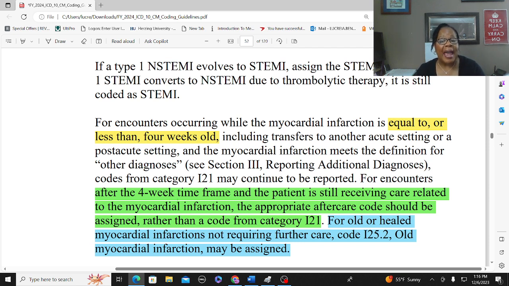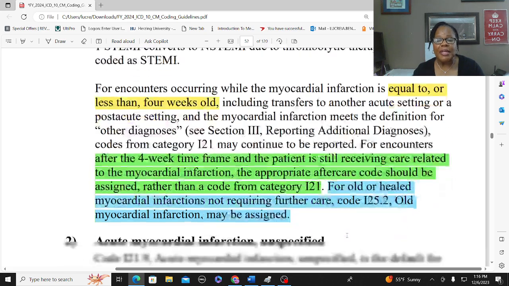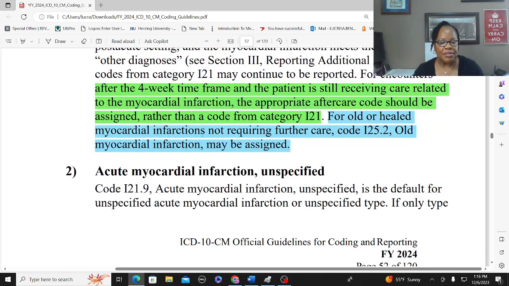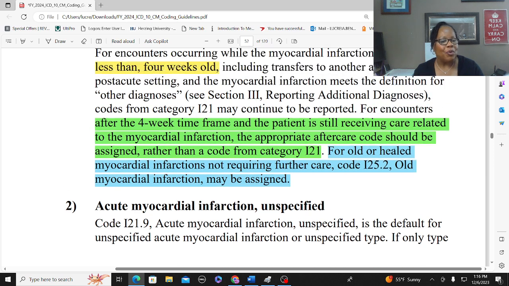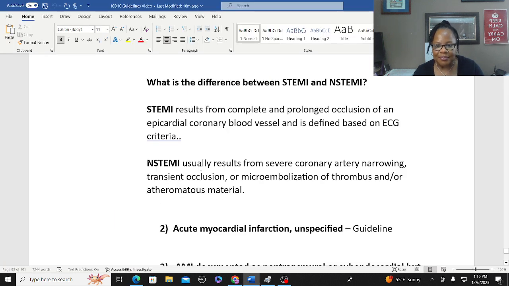Now for encounters after the 4-week time frame and the patient is still receiving care related to the myocardial infarction, the appropriate aftercare code should be assigned rather than a code from I21. For old or healed myocardial infarctions not requiring further care, then code the I25.2, old myocardial infarction. All right, let me make sure I covered everything for 1.